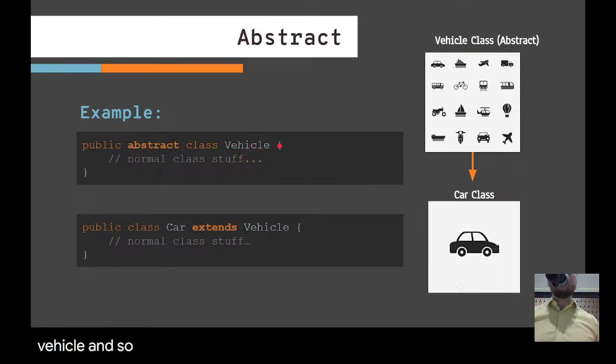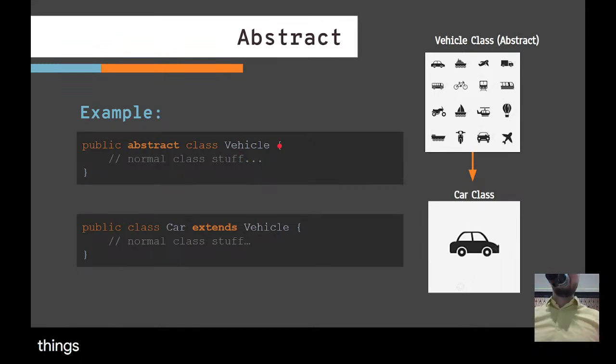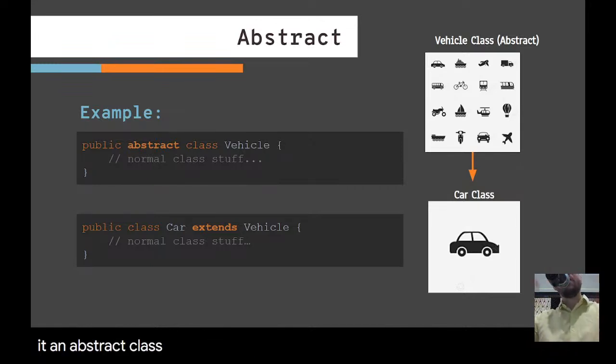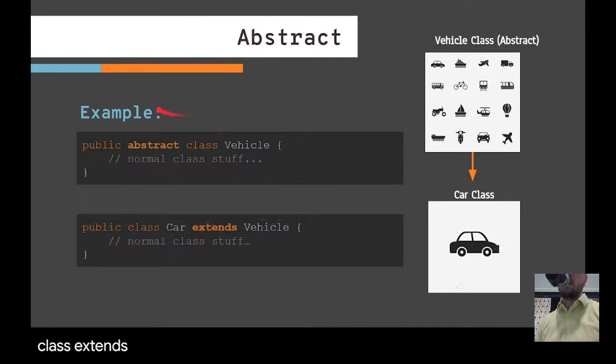And so it's a good thing to prevent developers from doing things in how we structure things, because someone could be in a hurry, they might not understand all the architecture, might be new to the project. And so by calling it an abstract class, we're being very clear on what it is. And then from here, our car class extends the vehicle class just like it would any other class.